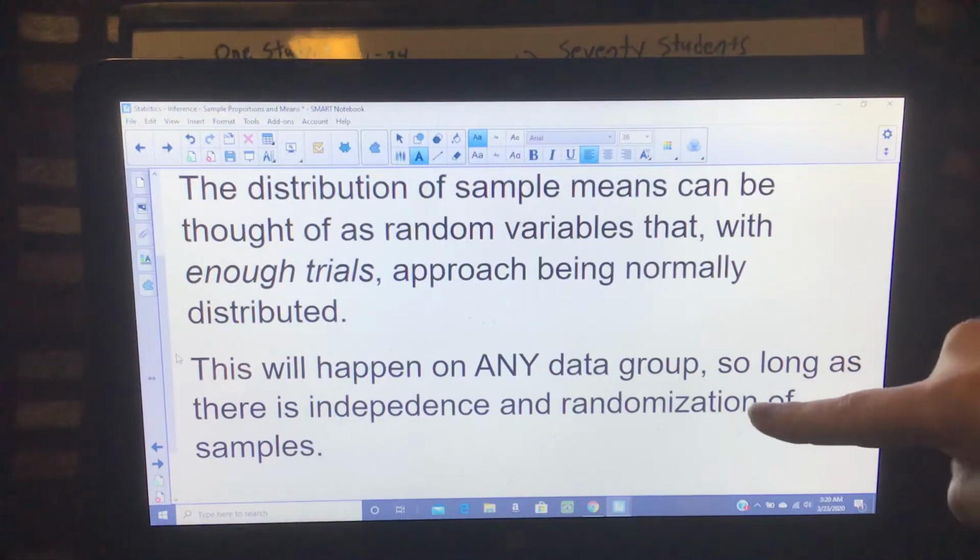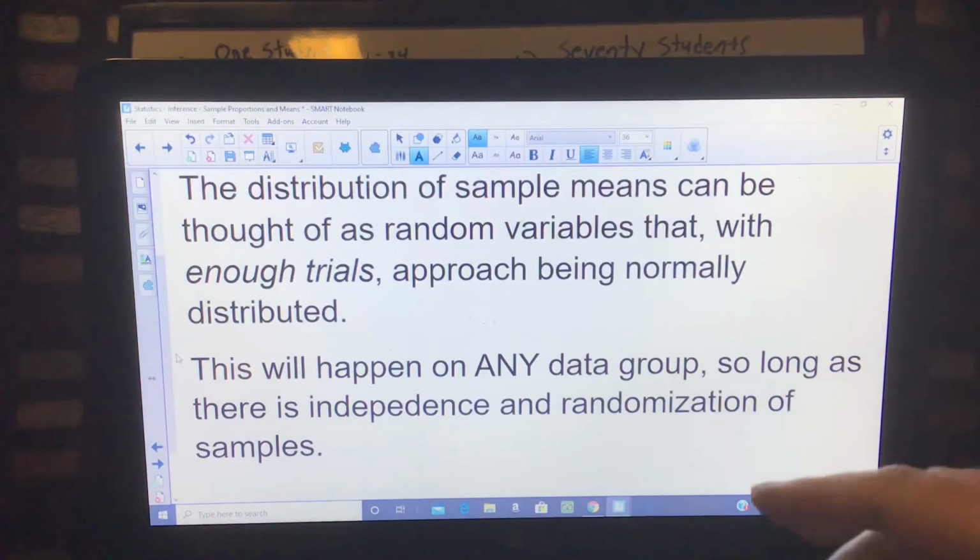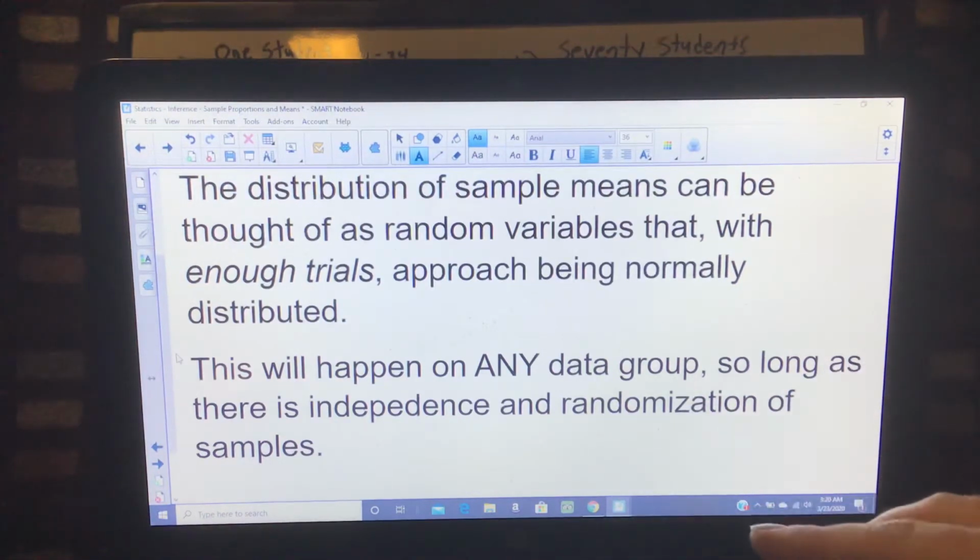The key thing with this is that this will happen on any data group. It doesn't matter how the original data is distributed itself. So for any population that you have, if you start taking sample averages, the normal curve of their sample averages will appear. This will happen so long as there's independence and randomization of samples, and those are conditions that we're used to having met.